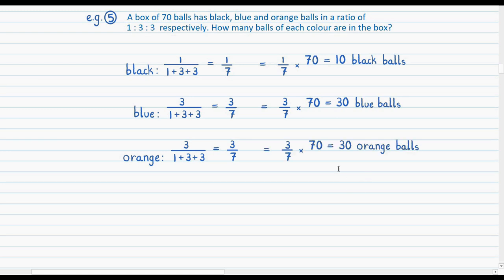And once you've worked this out, in case you're still not sure whether you worked it out correctly, a nice little trick you can use to check this is just add up the number of balls and see if they give you the correct number as stated in the question. So 10 plus 30 plus 30 would indeed give you a value of 70. Therefore, we know it's correct.